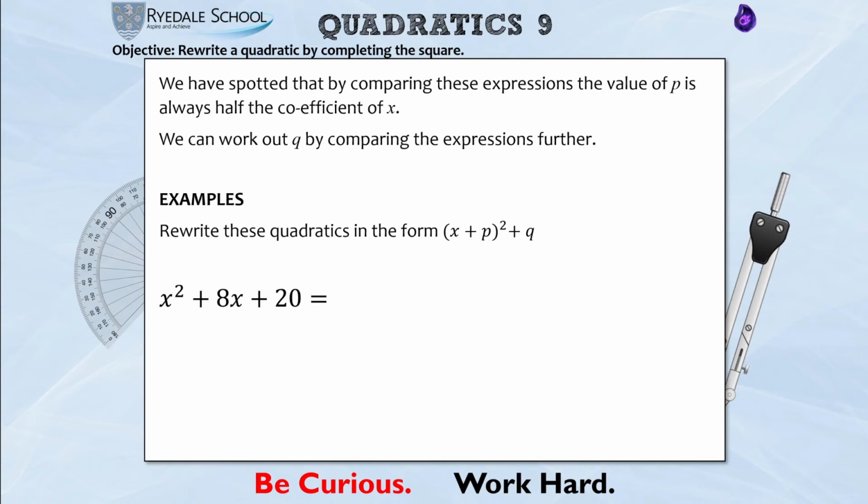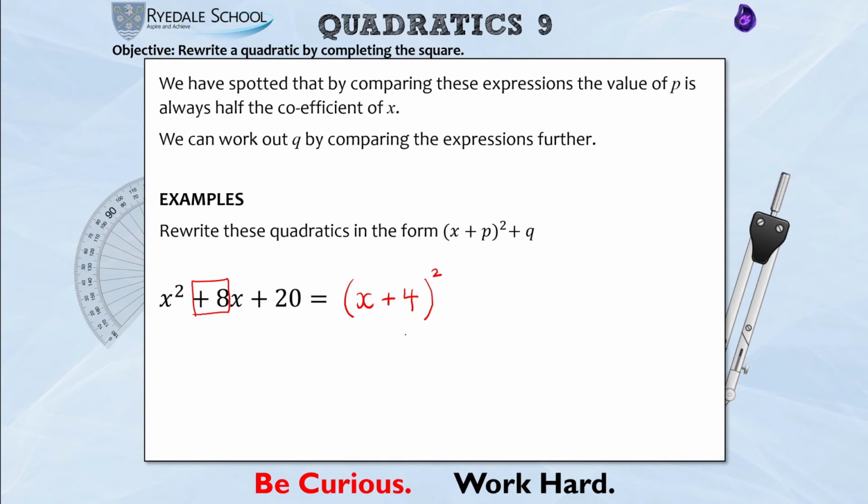So, let's start with this first example of x squared plus 8x plus 20. And we're going to try and write it back in this form, (x plus p) squared plus q, which is called completing the square. Now, if you have followed me so far, you will already know what the value of p must be. We look here and we use half of that value. So we have already worked out what p is. How are we going to work out q?